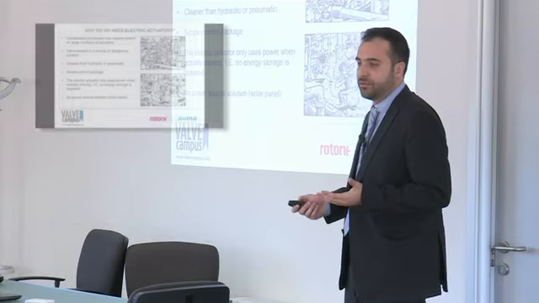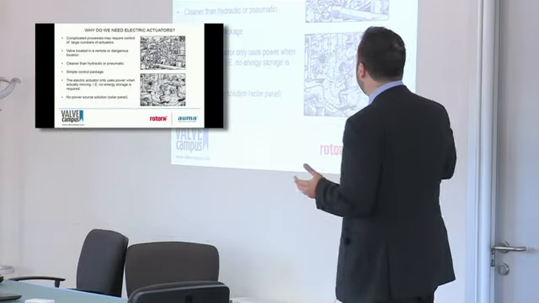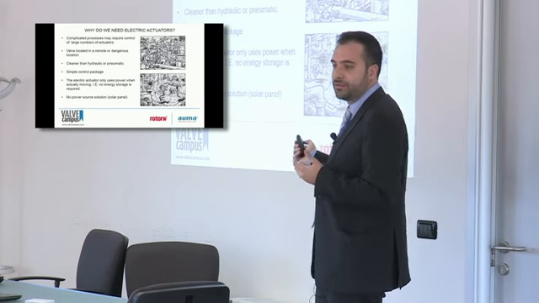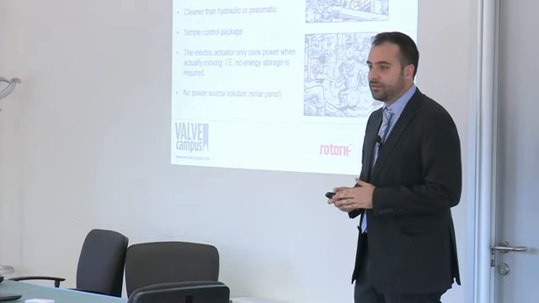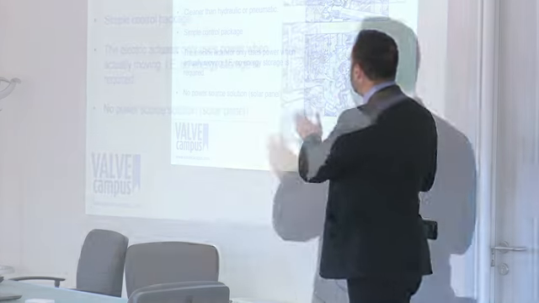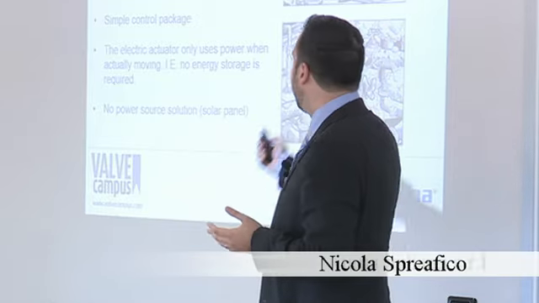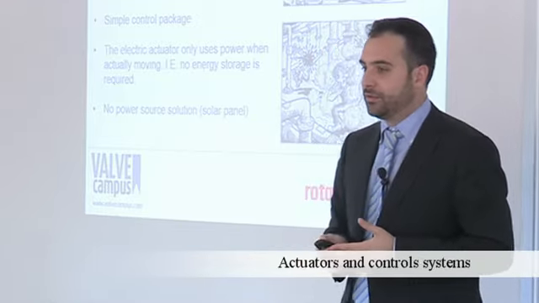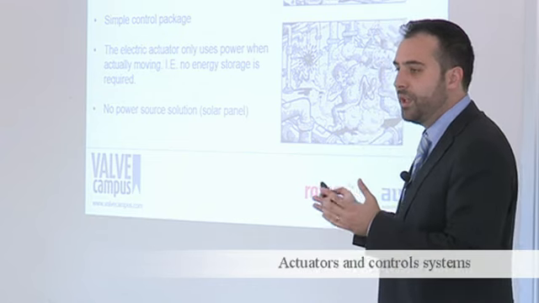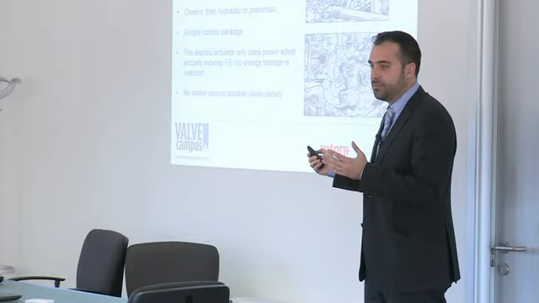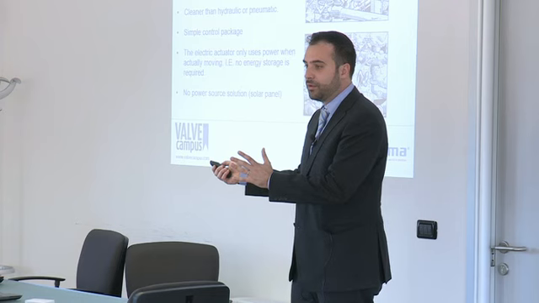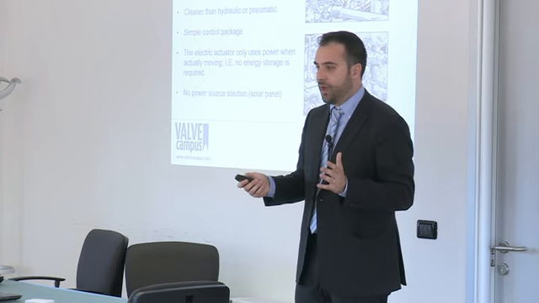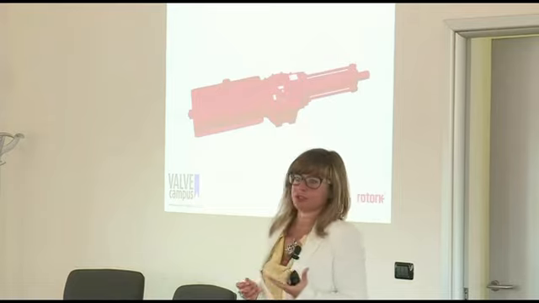Why do we need an actuator? In the process we have thousands of valves, and the process may be in a hazardous area, so we cannot be everywhere. We cannot have an operator for every valve. So we need an automated system, maybe with an electric actuator or with another type of actuator, depending on the power supply you have. Which one should I choose?